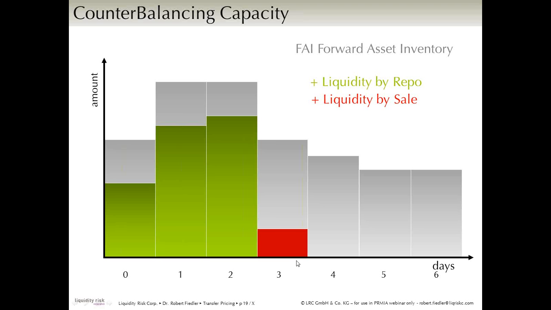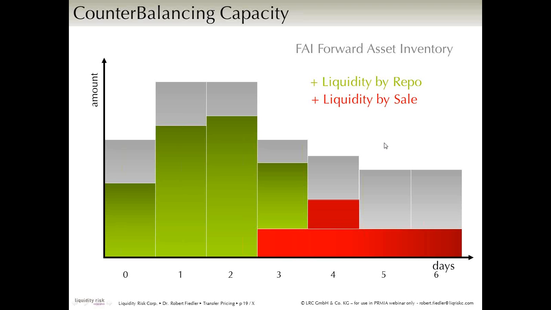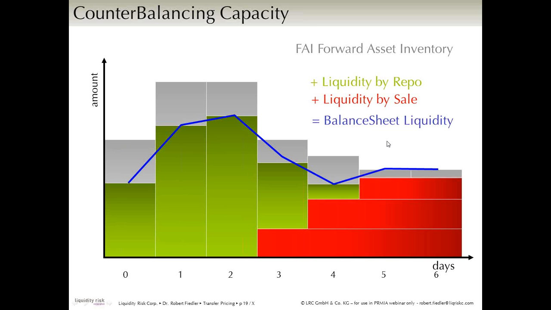You might have started selling already in T0, not only in T3, but the effects are kicking in at that time. And then you repo the rest, and you see the difference between the sales liquidity, which is expensive, and the repo liquidity, which might be less expensive, but the repo has to be renewed every day. So this is the counterbalancing capacity, and so we get the balance sheet liquidity out of that.